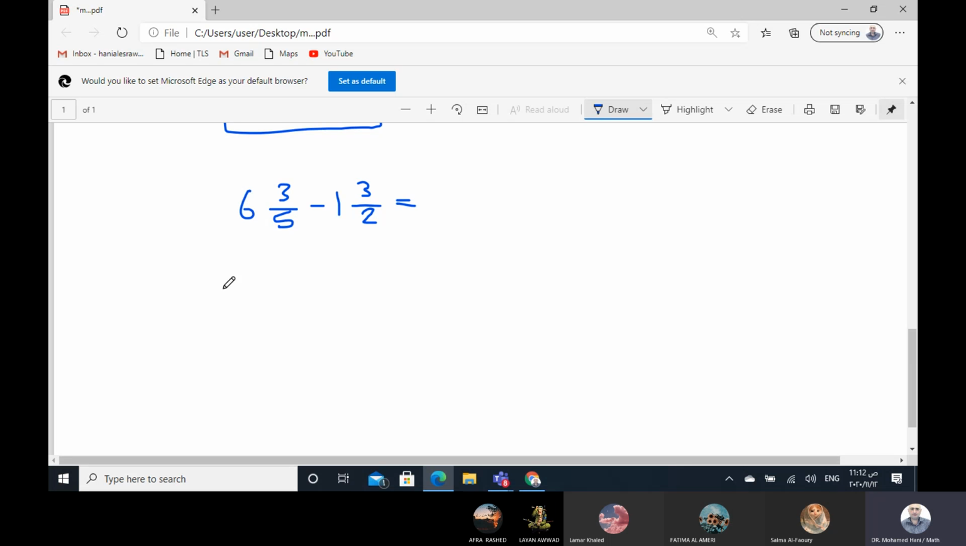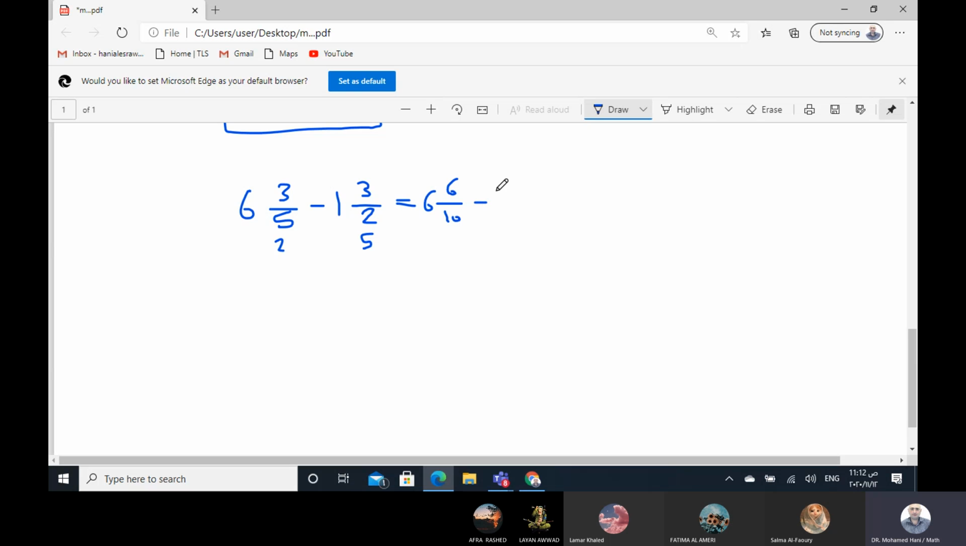Okay, listen to me, please. Here we have different denominators, so I cannot subtract directly. So what I do is find the LCD between 5 and 2, or you can switch. Put here 2 and put here 5. Then multiply the whole fraction by 2 and multiply the other whole fraction by 5. So the first mixed number we have 6. Then 2 times 3 will be 6. 2 times 5 will be 10. Minus.